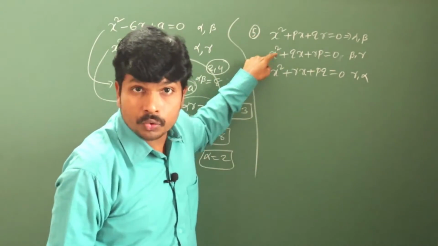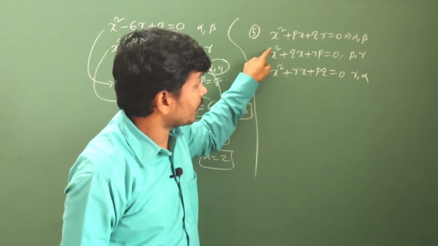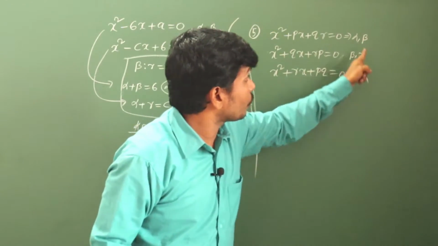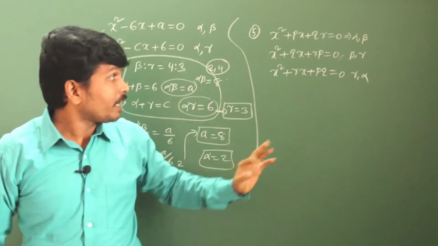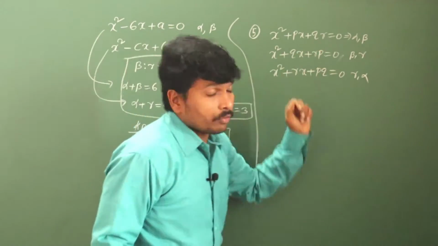From these two equations, you take it, the common root is beta. From these two equations, the common root is gamma. From these two equations, the common root is alpha. So like that, pairwise, they have common roots.